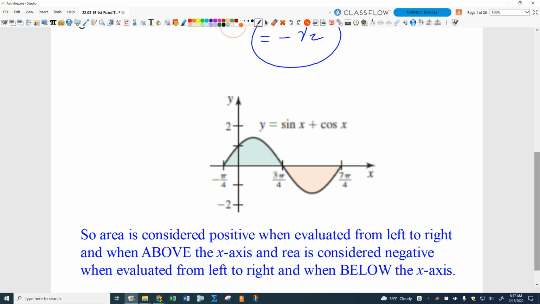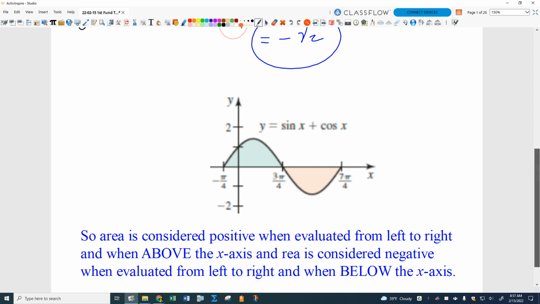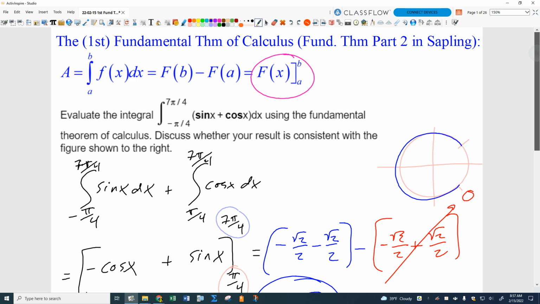So there's the function sine x plus cosine x. Oh, it went from negative pi fourths. No wonder that was wrong. We were doing it from pi fourths. It's supposed to be from negative pi fourths. So negative pi fourths is right there, isn't it?